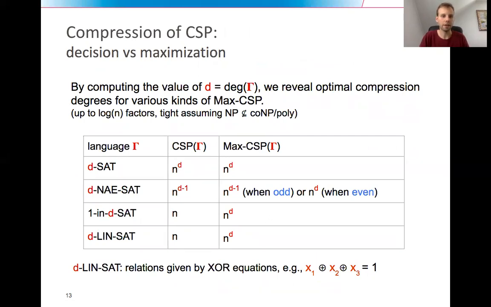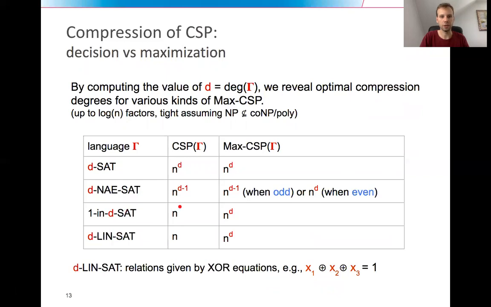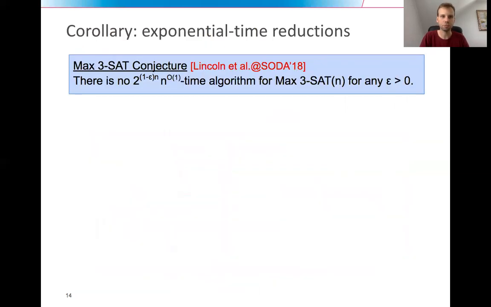And Max CSP can be only harder than decision CSP. For example, for 1-in-D SAT and linear SAT, we can get almost linear compression for decision CSP, but for Max CSP we get the same lower bound as for D-SAT. An interesting phenomenon occurs for D not-all-equal SAT, because the degree of the characteristic polynomial is D when D is even, and D minus 1 when it's odd. So 3 not-all-equal SAT admits n squared compression, but 4 not-all-equal SAT requires n to the power of 4 bits.